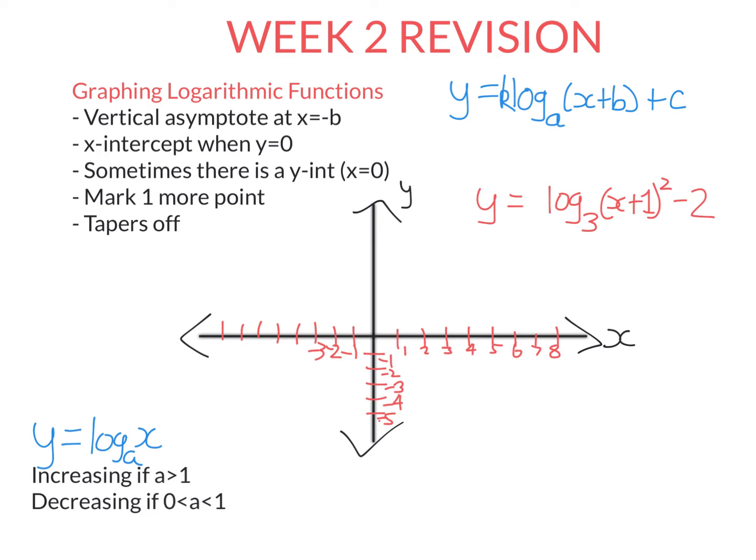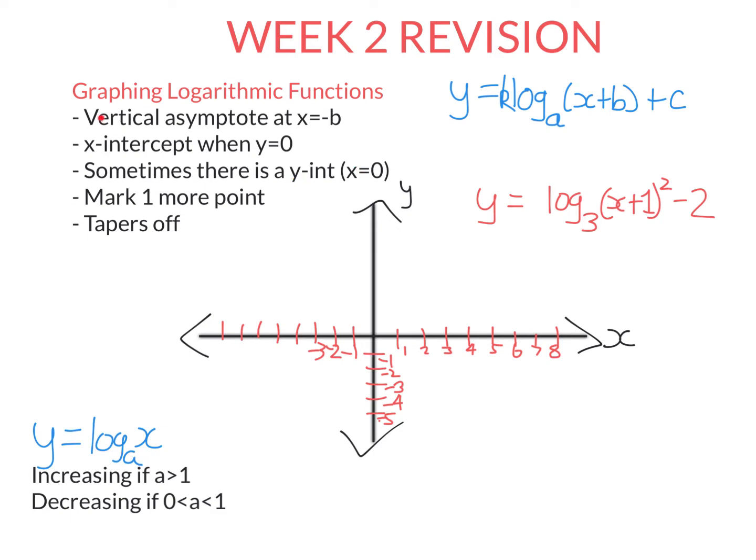So we just looked at graphing logarithmic functions and differentiating logs. Use these notes here to help you graph log functions of this form. Log functions always have a vertical asymptote. It's the negative of whatever number is in the brackets. They always have an x-intercept, which you can find by letting y equal 0. Sometimes they'll have a y-intercept, and if they do, you find it by letting x equal 0.